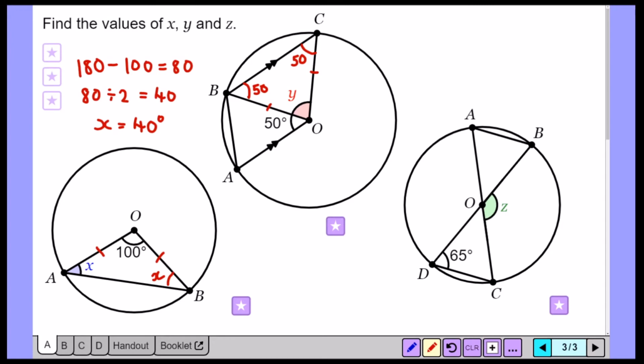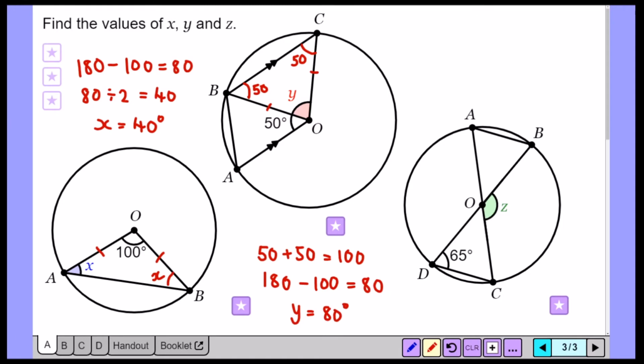From here I can work out my missing angle Y because angles in a triangle add up to 180 degrees. The angles I'm given are 50 and 50, which is 100 degrees. If I take 100 away from 180, I get 80 left over, meaning that my missing angle Y is 80 degrees.